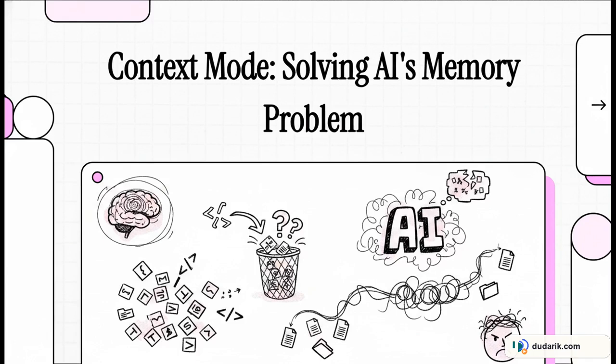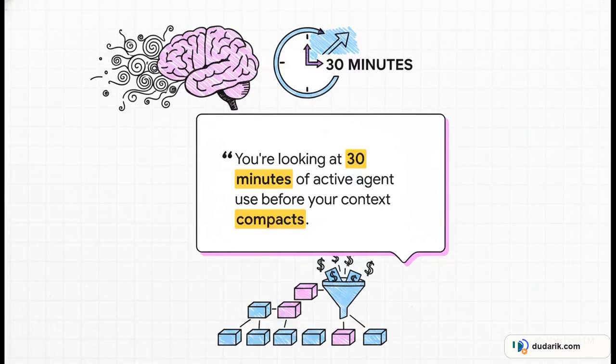And believe me, the clock starts ticking the second you start your session. Yeah, this quote from the source material just hits hard. 30 minutes. That's pretty much the average productive lifespan of a coding session before your AI partner starts to get amnesia. It's a huge bottleneck, and it costs you in both time and, well, a lot of tokens.